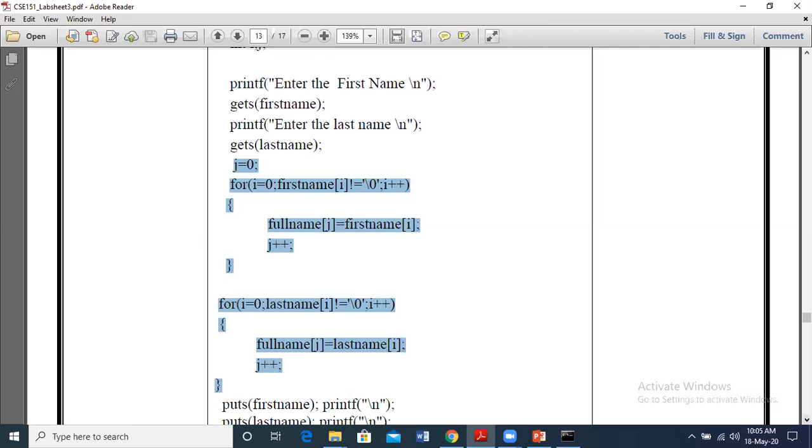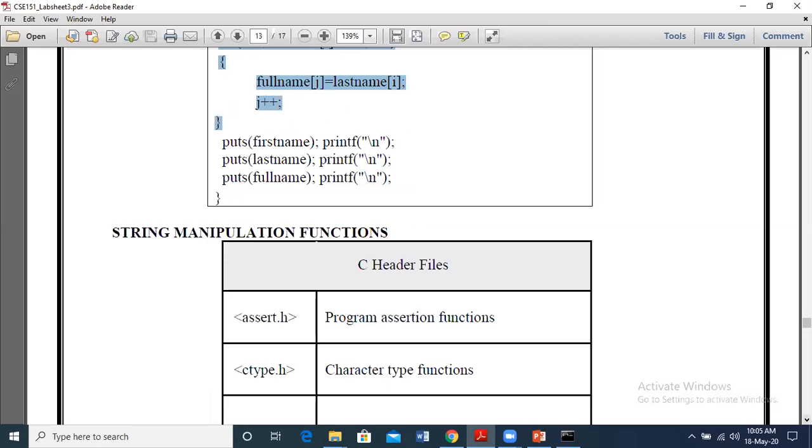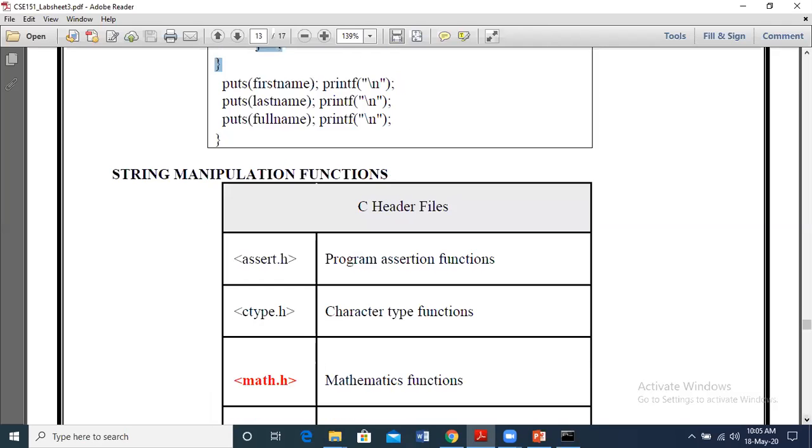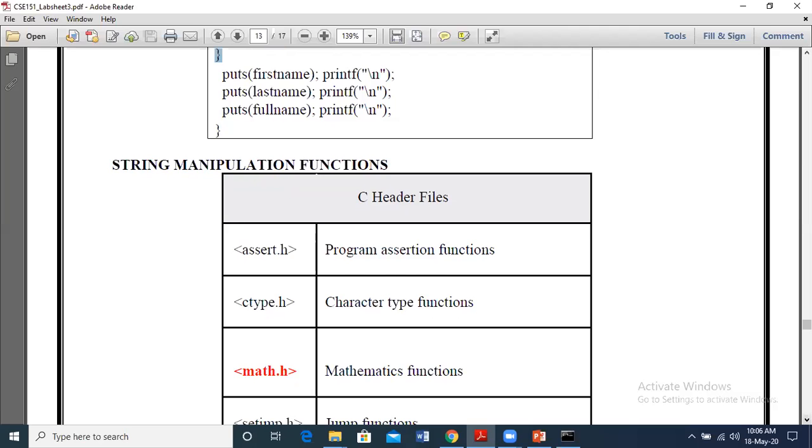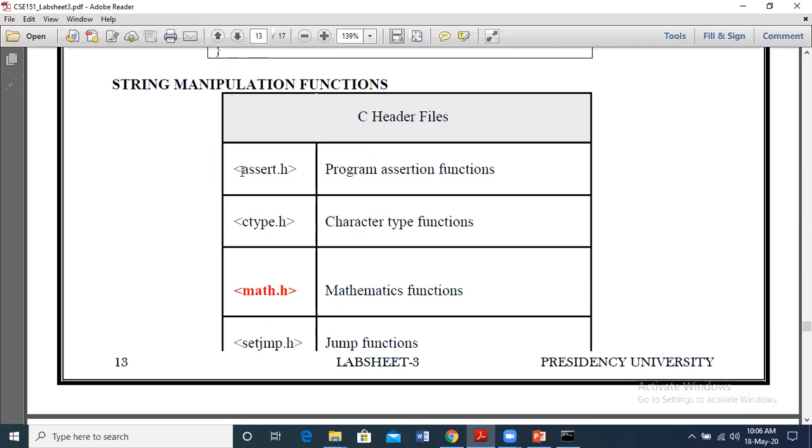There are many string manipulation functions, and for that we need certain header files. There are many header files, but we will limit ourselves to a few for this module. There are assert.h, and ctype.h for character type. Don't worry much, it is not in the scope of this syllabus right now. When we use character type functions, we will include this.